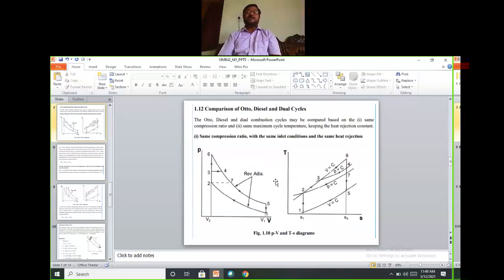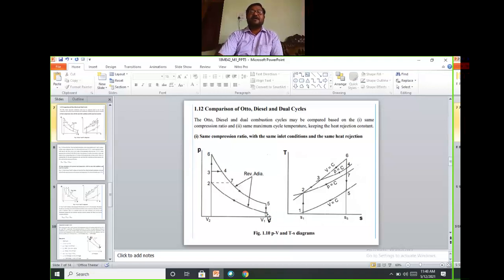The Otto, diesel and dual combustion cycles may be compared based on the same compression ratio and same maximum cycle temperature, keeping the heat rejection constant. For this comparison, you must first write the Otto cycle on the PV diagram, and then you draw the two horizontal lines, 1, 2. You can give any convenient numbers.